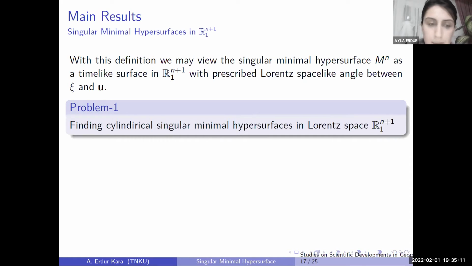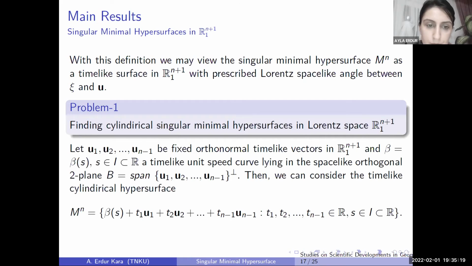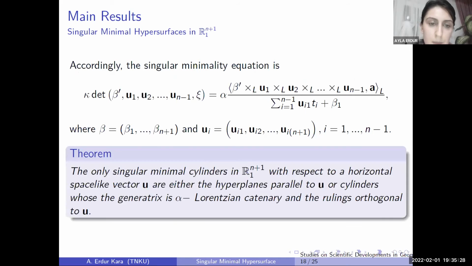We have the problem of finding cylindrical singular minimal hypersurfaces in Lorentz spaces. We skip the details. As a result, the only singular minimal cylinders in R^{n+1}_1 with respect to a horizontal spacelike vector Y are either hyperplanes parallel to Y or cylinders whose generatrix is a hyper-Lorentzian catenary and whose rulings are orthogonal to Y.